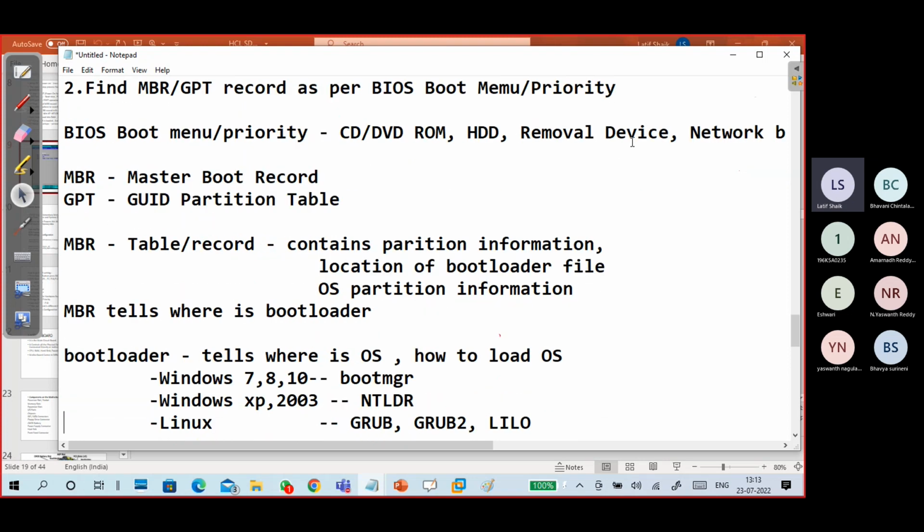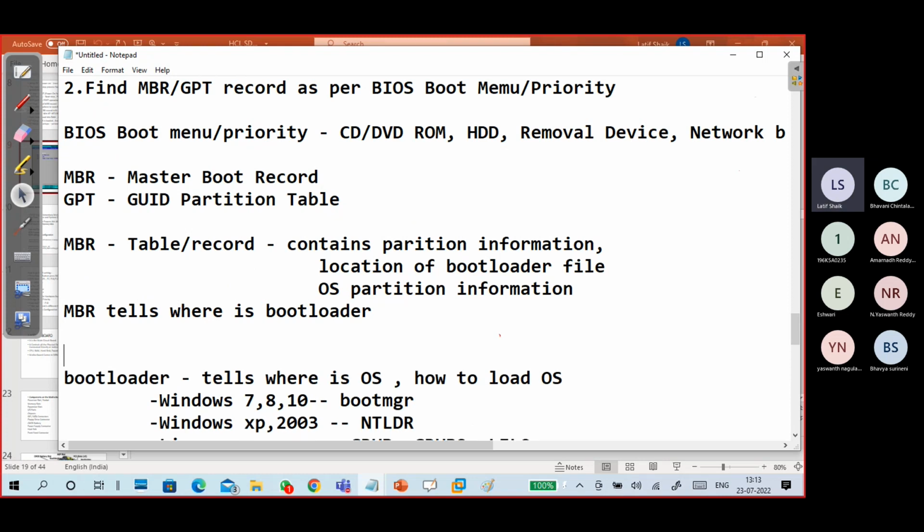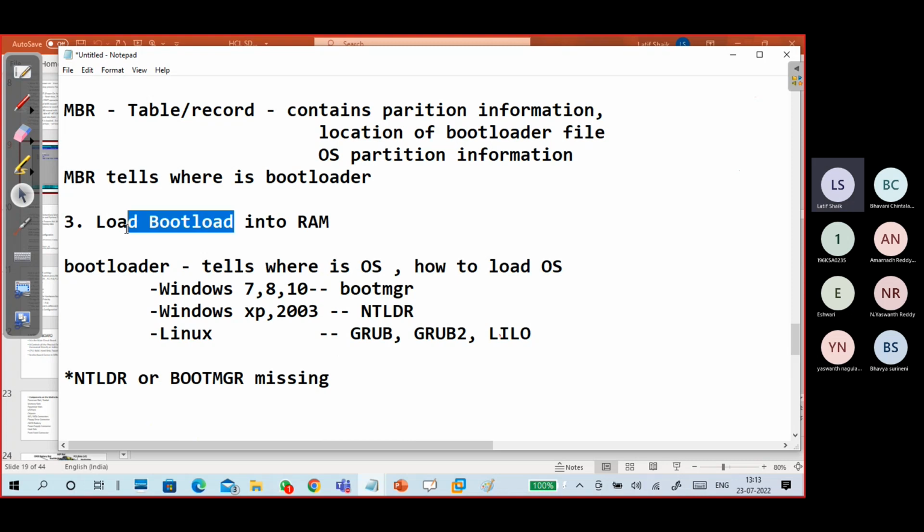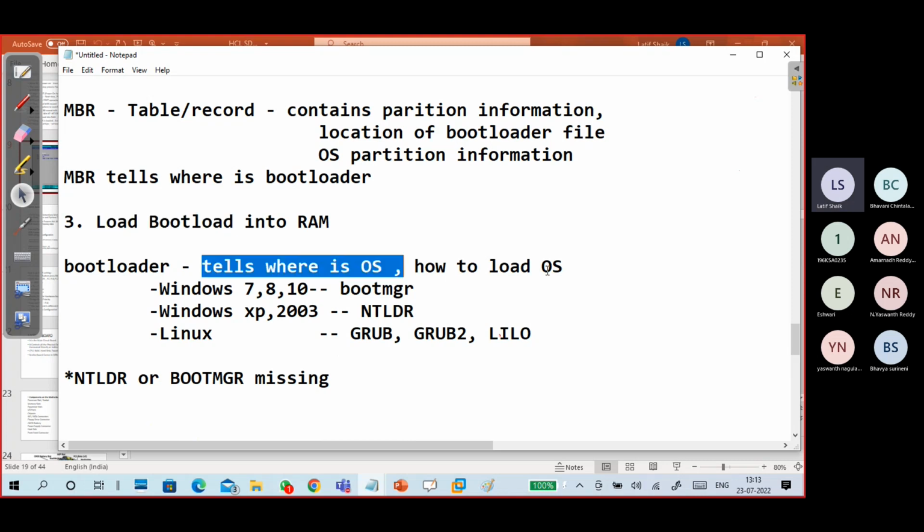Okay, the second point is locate the MBR. The third point is load the bootloader into RAM and process it. What is the bootloader? The bootloader tells where the OS is and how to load the OS.